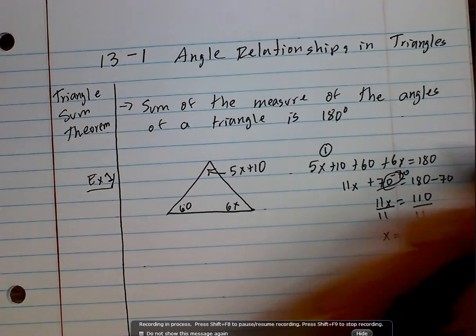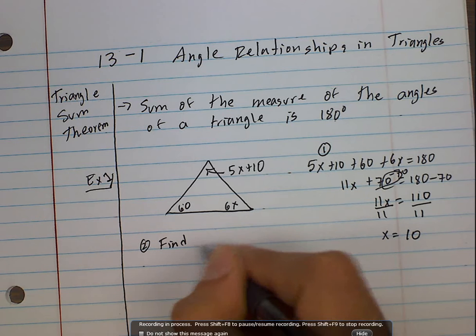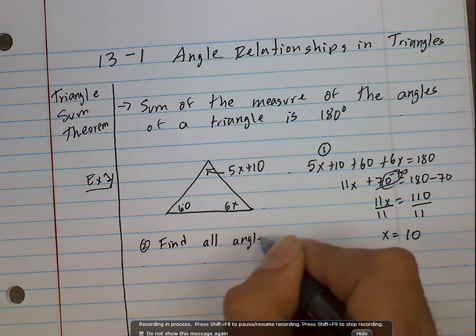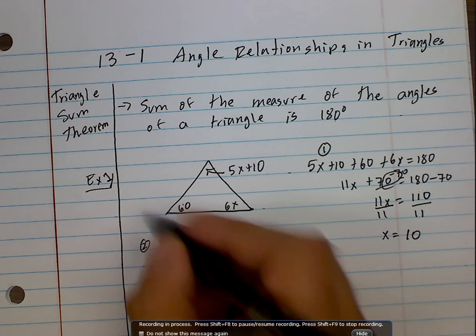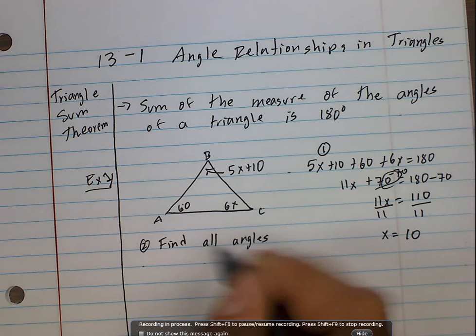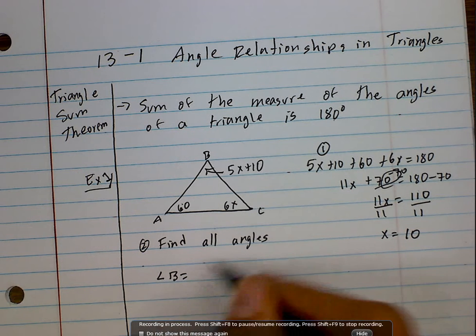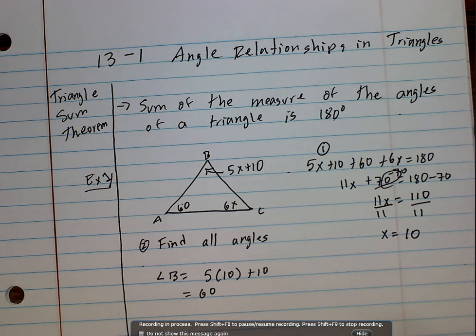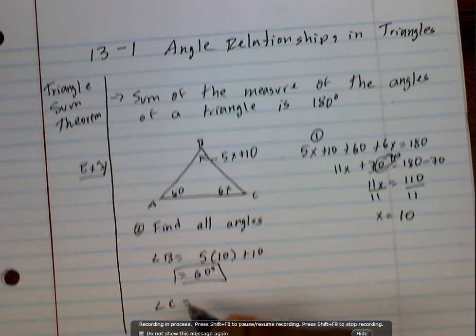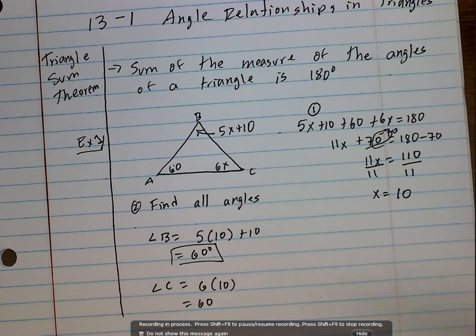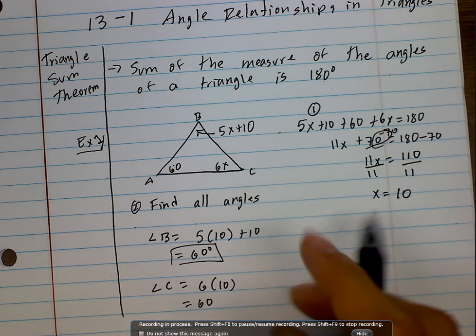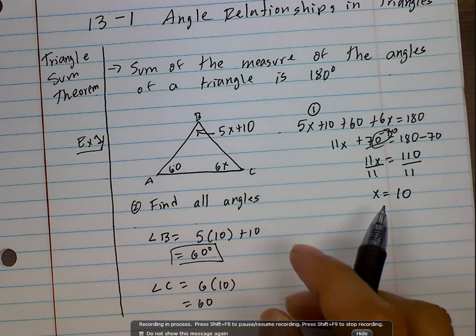Now the next question could be find all angles. So all you have to do is plug in x. So on this one, let's label it A, B, and C. So we know angle B is going to be 5 times 10 plus 10. It's going to give you 60. And so that's angle B. Angle C, all you have to do is plug in 10, so 6 times 10, and you get 60. Yep, that's all there is. Just add up all the angles, and you're going to get an answer equal to 180, find x, then plug it in.